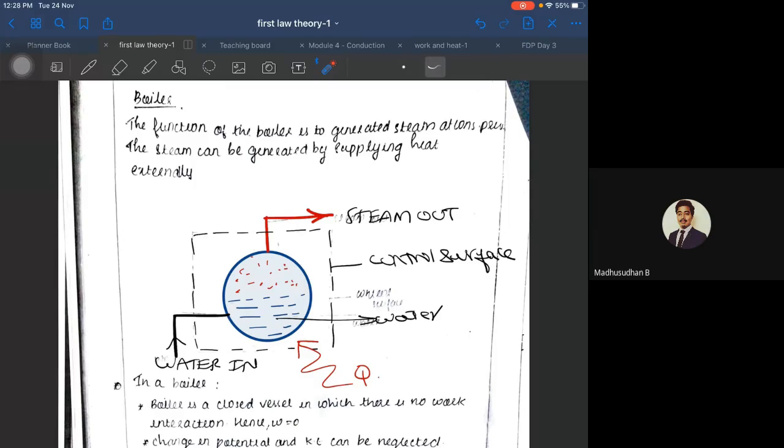Any doubts in today's class? The derivation of SFE and the applications of SFE for two to three equipment. Still two to three are there. We shall discuss them anyhow. For the part which is covered in today's class, any doubts you have? Anything that needs to be discussed?